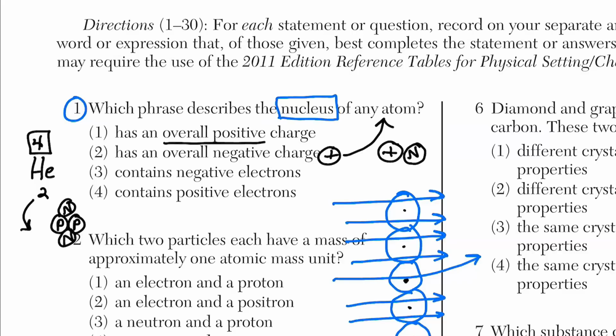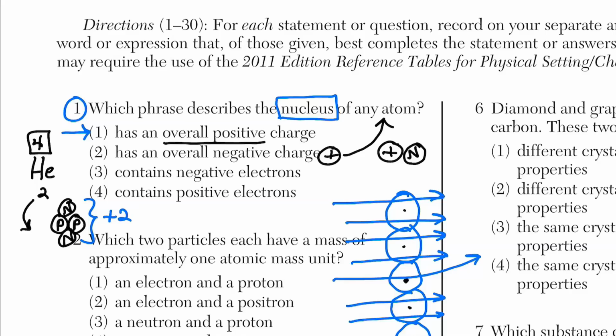It's a helium nucleus. But the entire nucleus has a +2 charge in this case. We call that a nuclear charge. These are things that you should know as I'm going over the background. So obviously, which phrase describes the nucleus of an atom? It has an overall positive charge, because the other particle in the nucleus that has the same mass, the neutron, has no charge. So that's why number 1 is your answer.